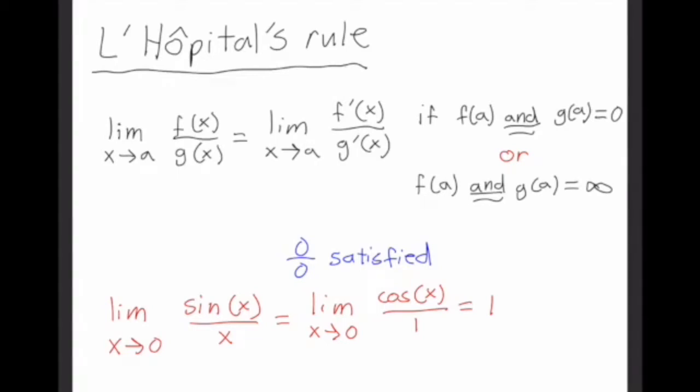So for example, as x approaches 0 of sine of x over x, so you know sine of 0 is 0 and the denominator 0 is 0, so it satisfies this rule, so you can take the derivative. So that's limit of x approaches 0 of cosine of x over 1, and cosine of 0 is 1.